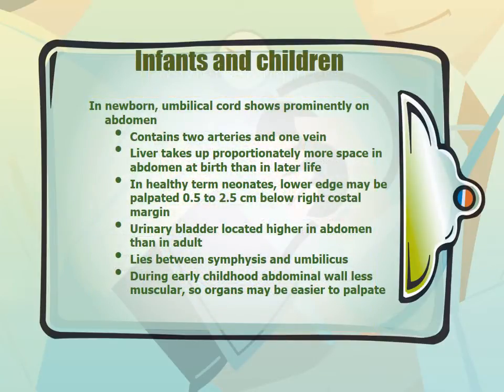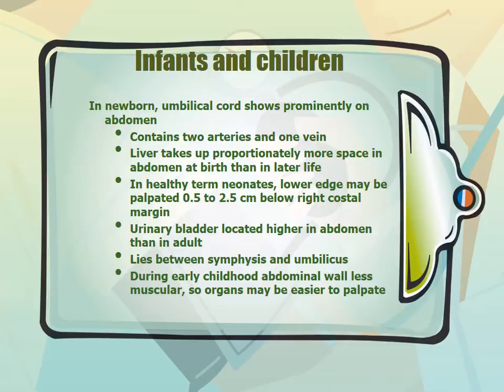When it comes to infants and children and us assessing especially the abdomen, there are a few things that we really kind of want to keep in mind. In the newborn, of course, the umbilical cord is what you are going to see prominently on that abdomen. It actually contains 2 arteries and 1 vein. The liver is going to take up a much larger space in the abdomen at birth than it is later in life. And in a healthy neonate, the lower edge may actually be palpated anywhere from 0.5 to 2.5 centimeters below the right costal margin.